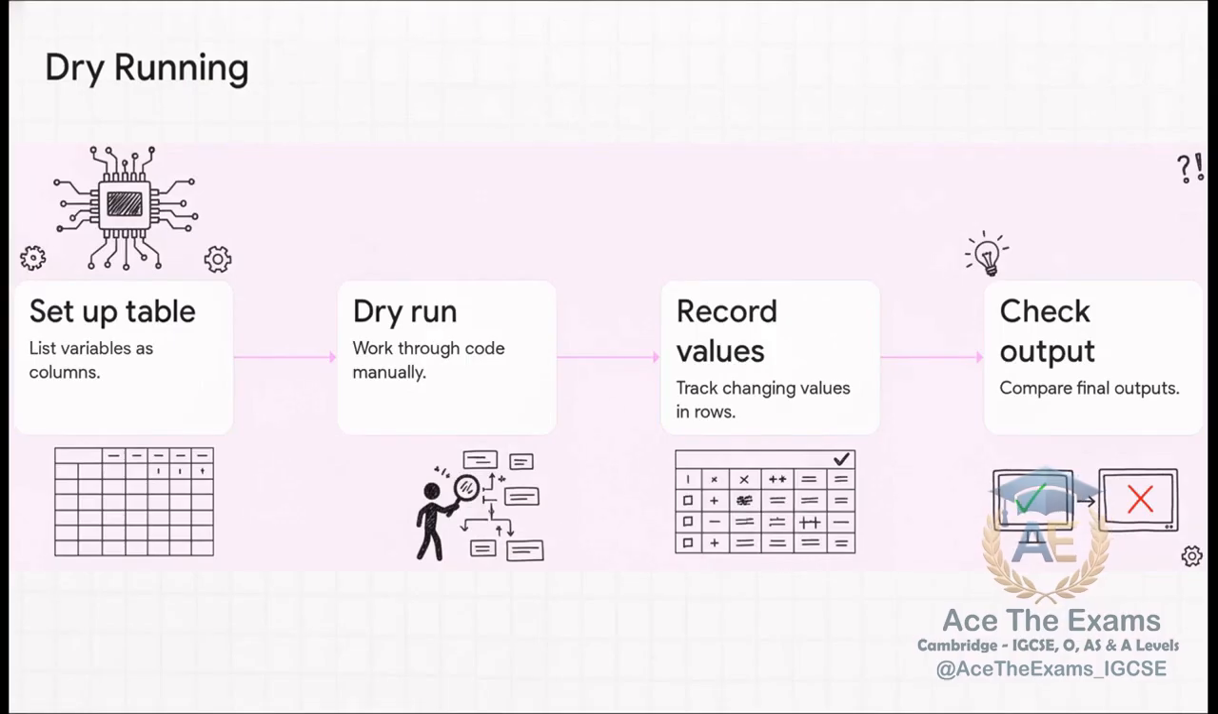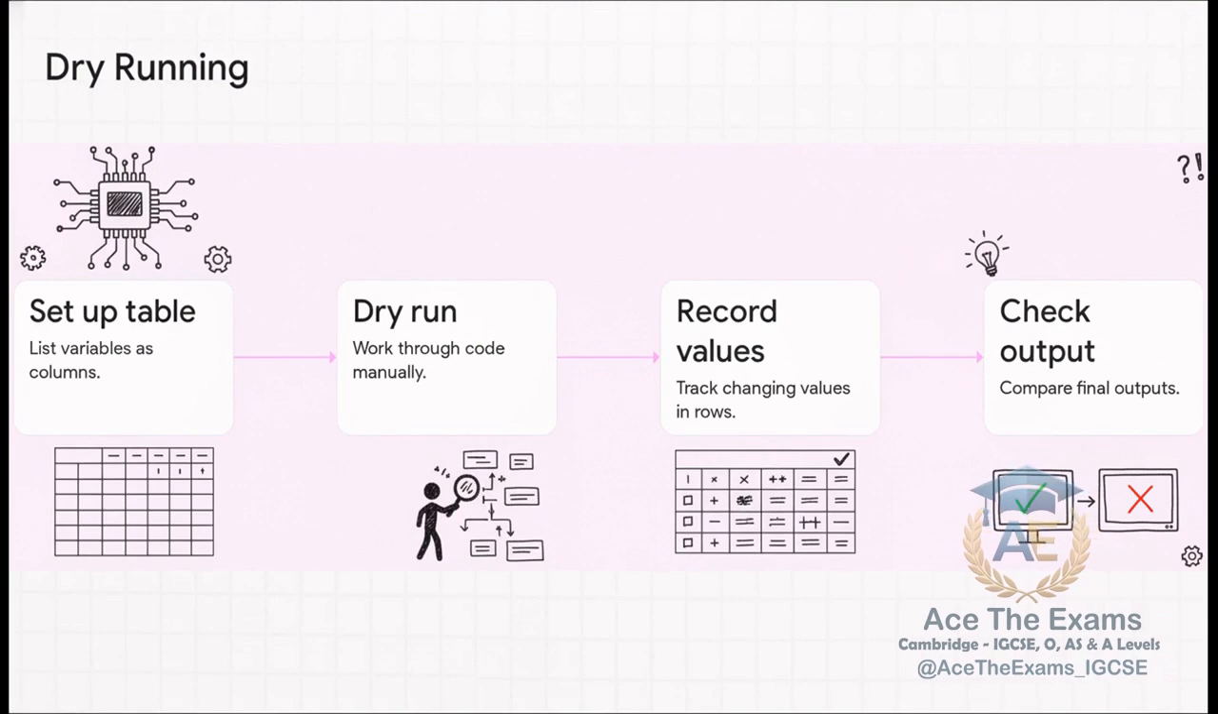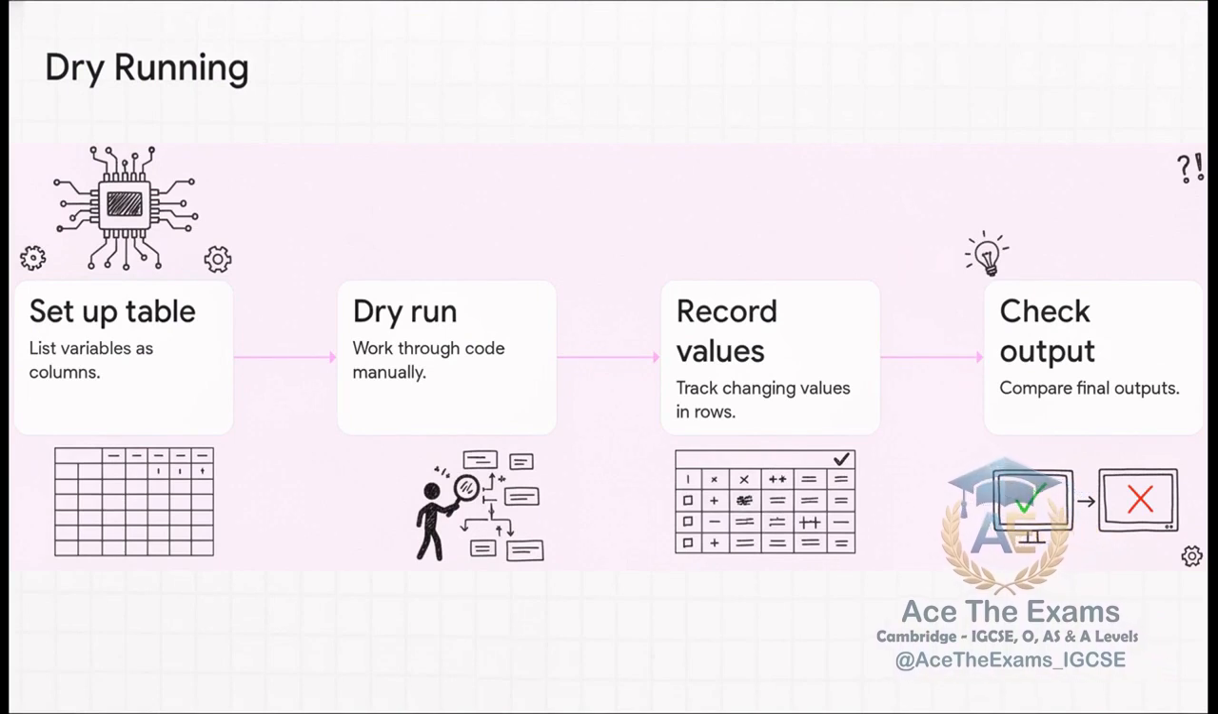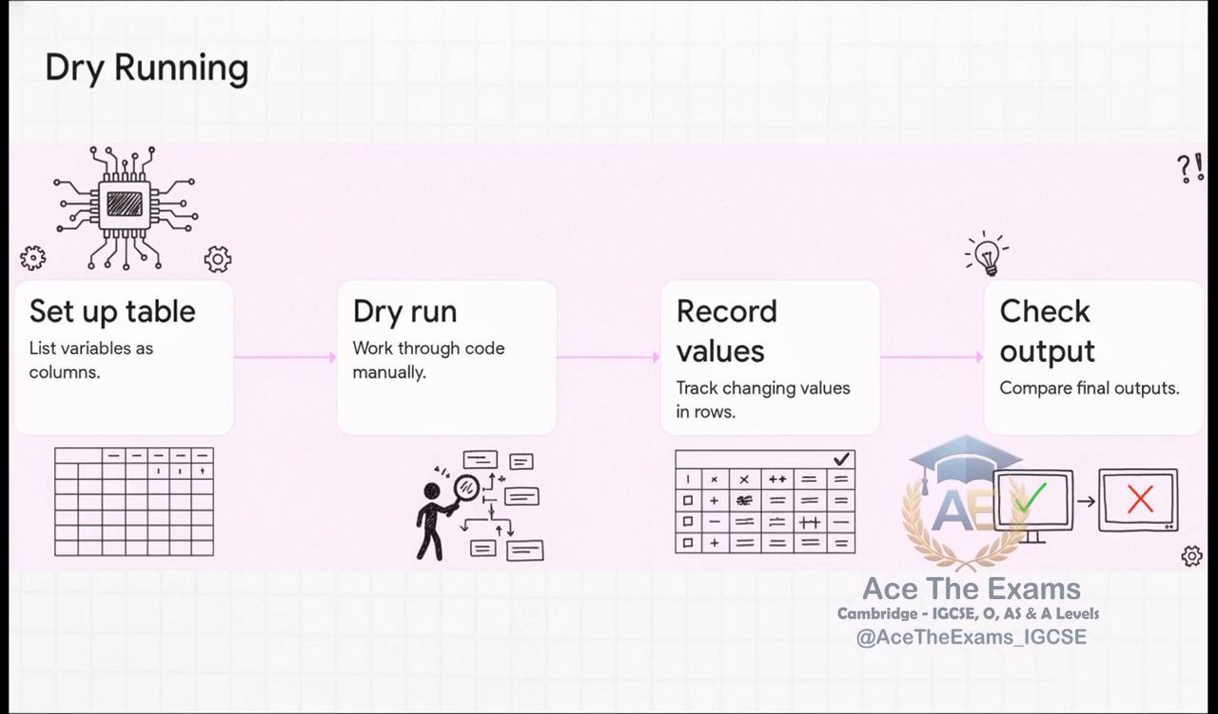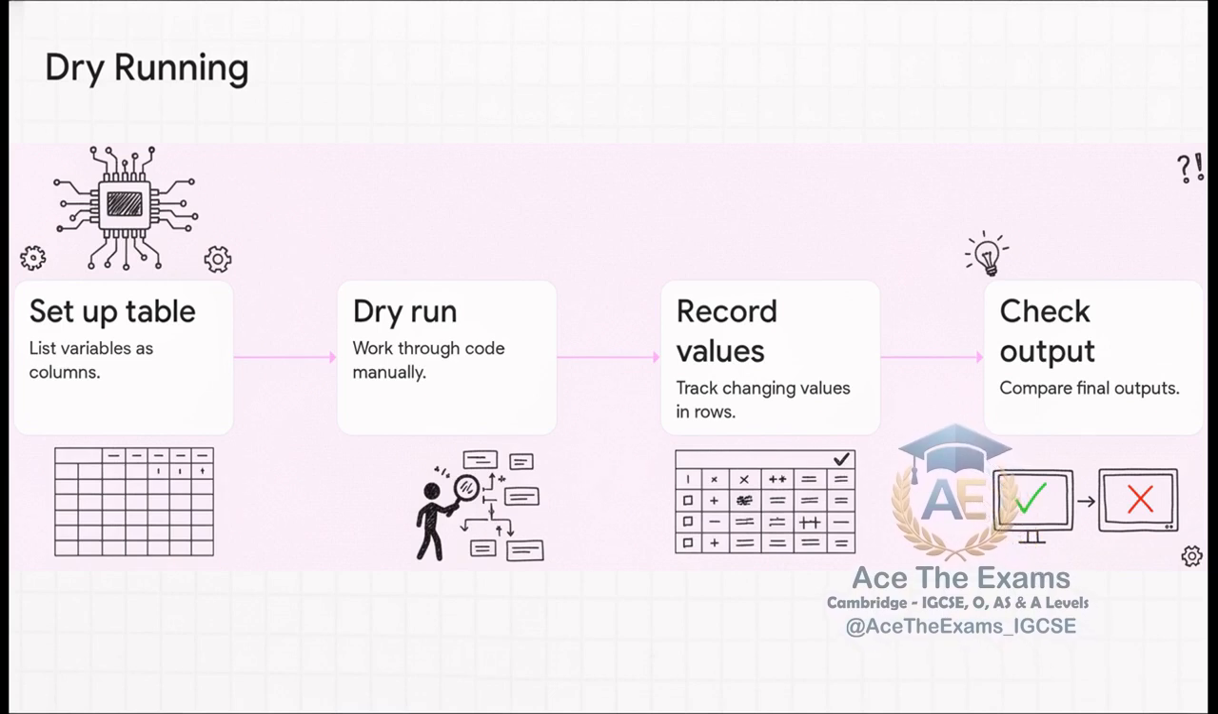We hunt down these tricky logical errors through a process called dry running. This is where you literally become the computer and you step through the algorithm completely manually. To dry run code, you just follow these 4 steps.